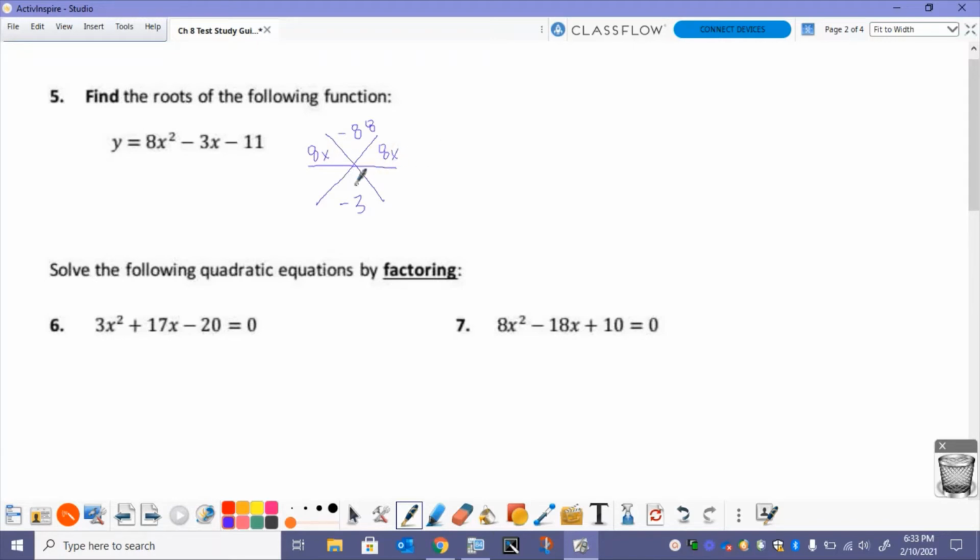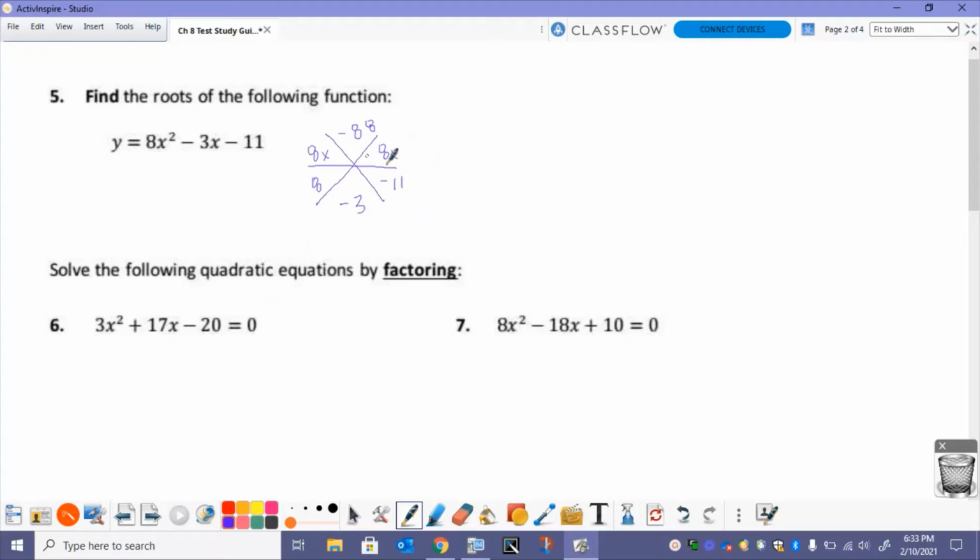All right, so this one's actually easier than you think. So to get negative 88 when you multiply and negative 3 when you add, it's just going to be 8 and negative 11. If you need to pause and make sure you can figure out these factors on your own, practice with the calculator, make sure you get those factors. So 8 and negative 11. We always want the higher number to be negative if we need to end up with a negative 3.